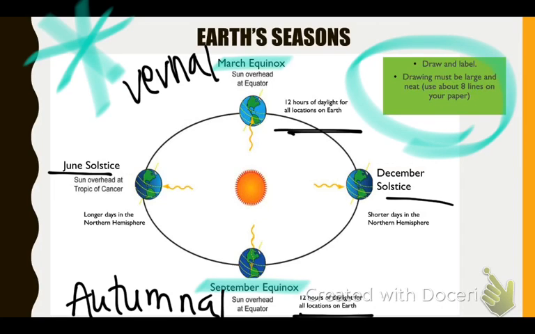And as you're drawing this, you're not going to really draw your latitude lines, so make sure that you put that in the March and in September the sun is overhead at the equator, and then in June it's at the Tropic of Cancer. In December it's at the Tropic of Capricorn. So go ahead and pause here while you're doing this diagram.